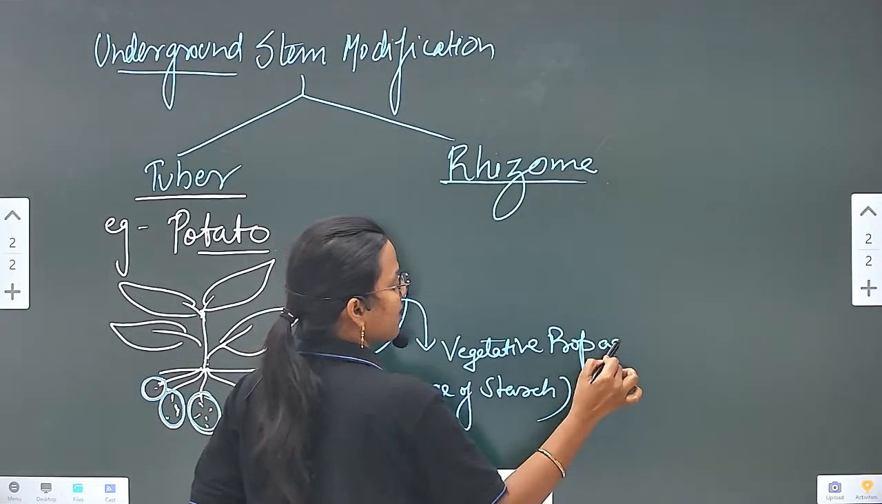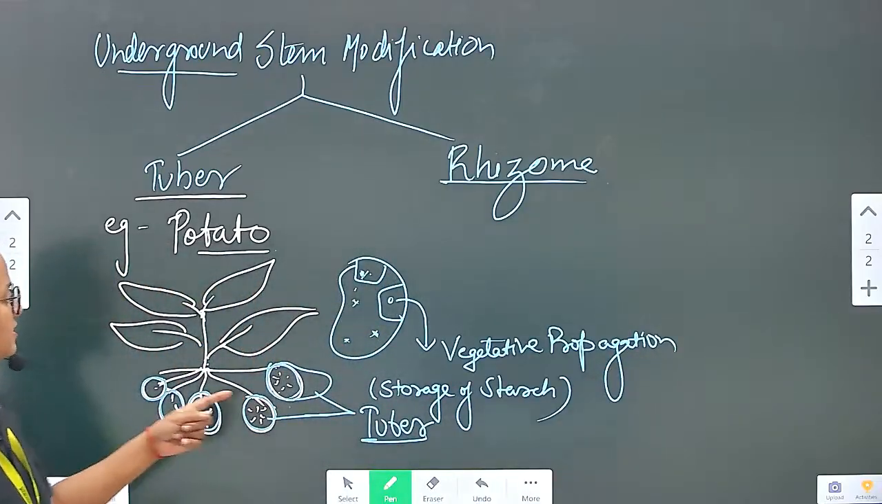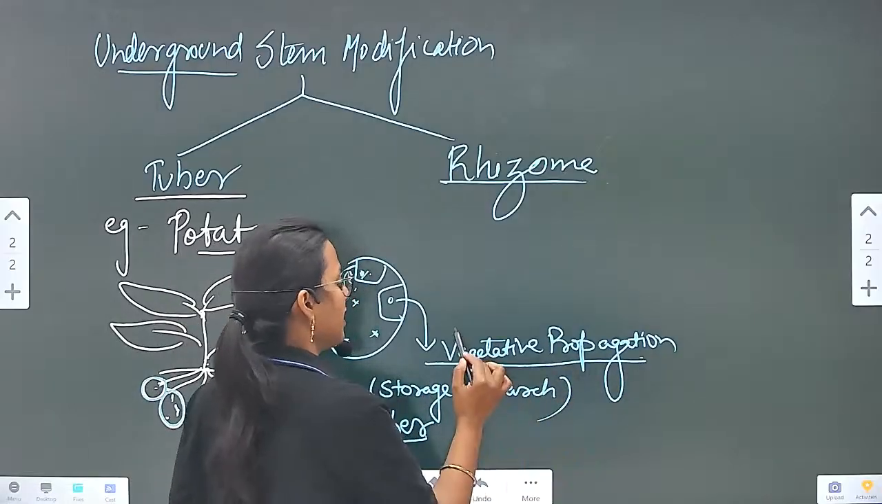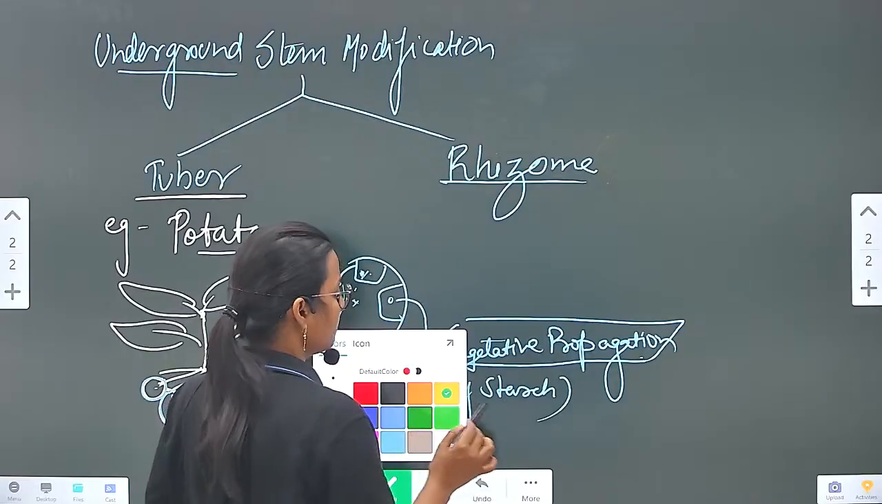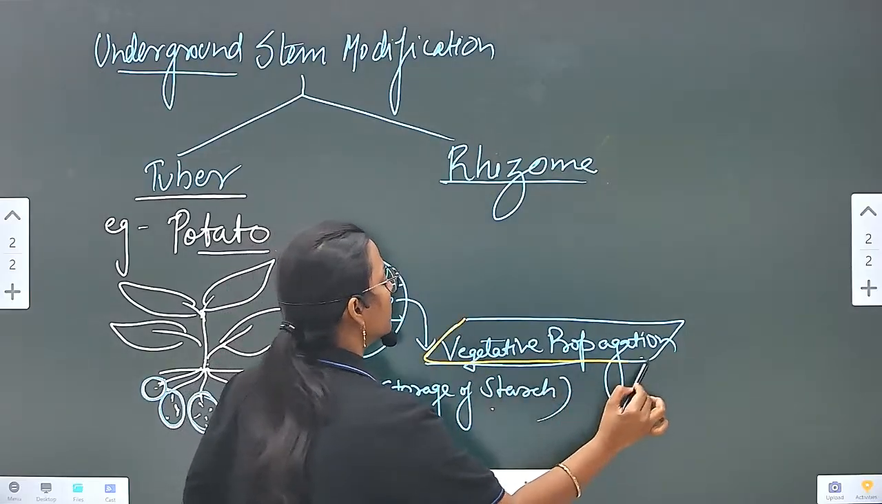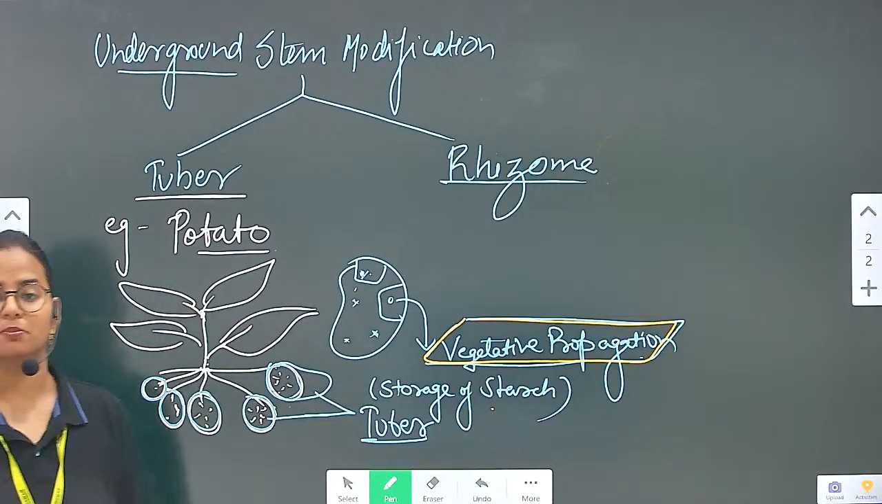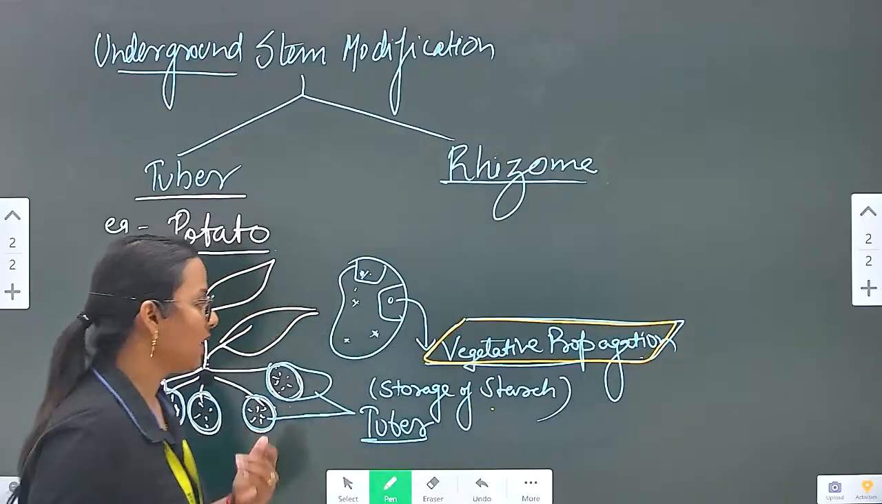I can even take a segment of the tuber and I can grow it anywhere to get a new plantlet. That is why I call it a site for vegetative propagation. Is that clear, my dear students? All right. Okay. What is rhizome?